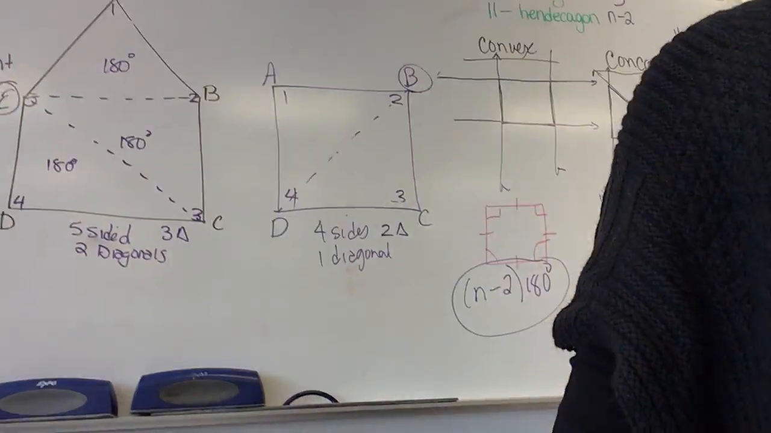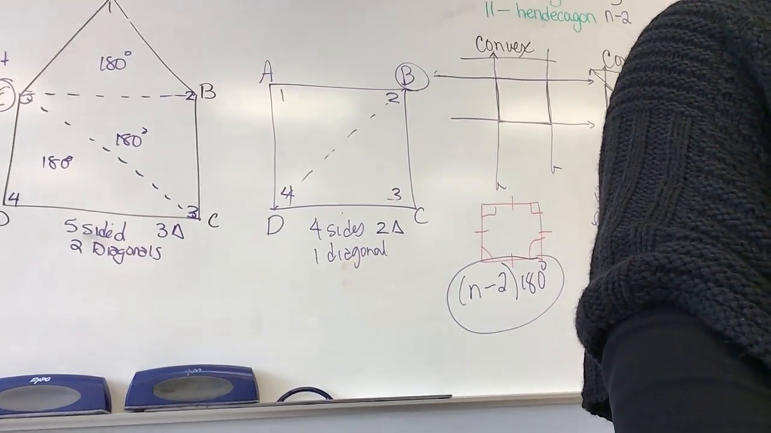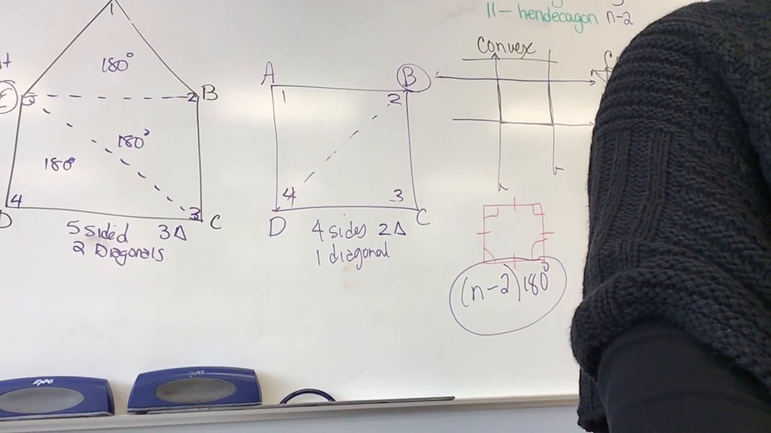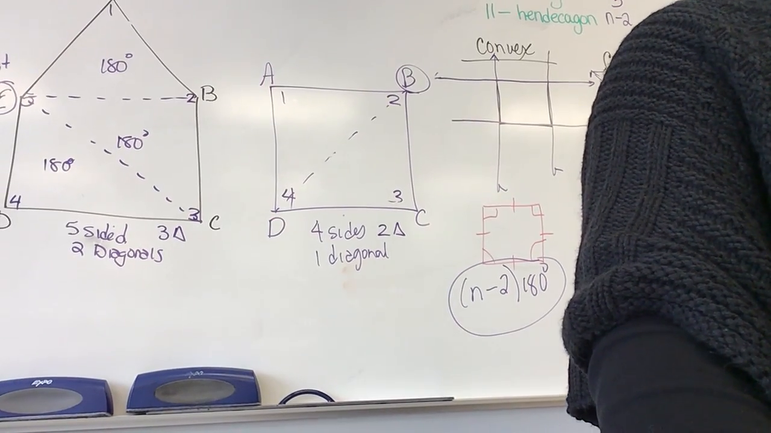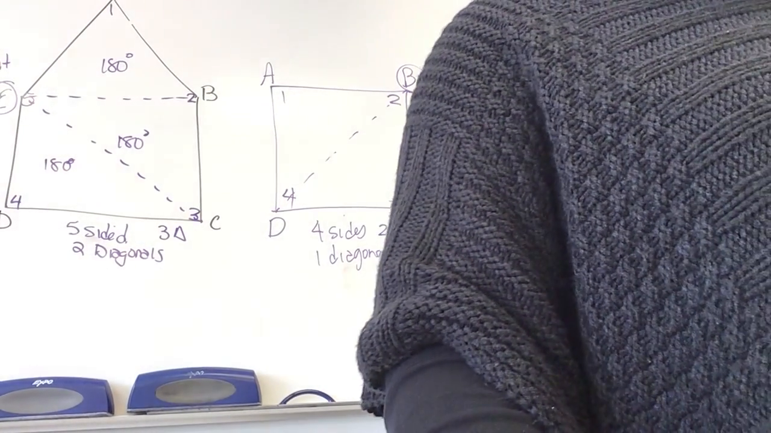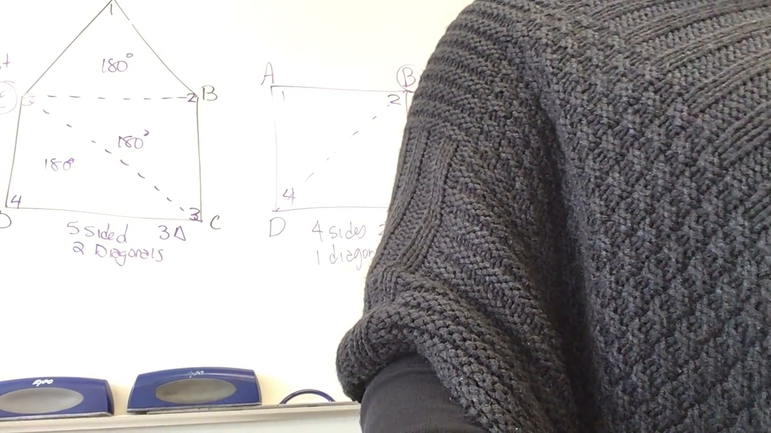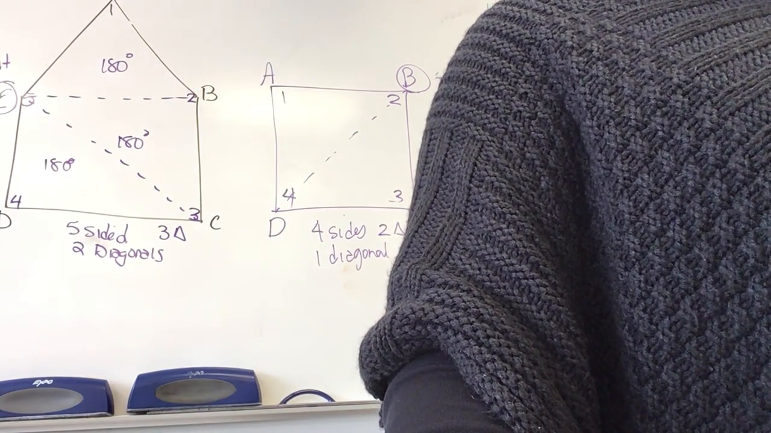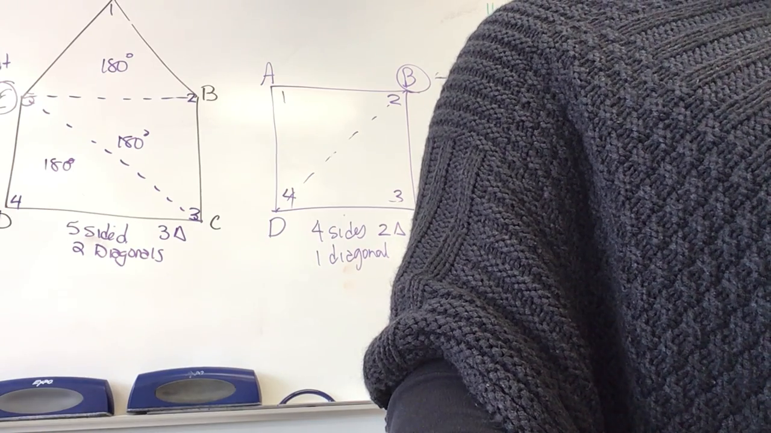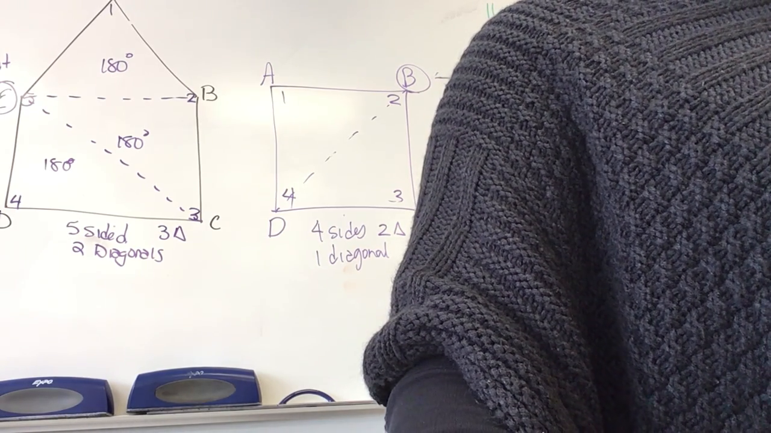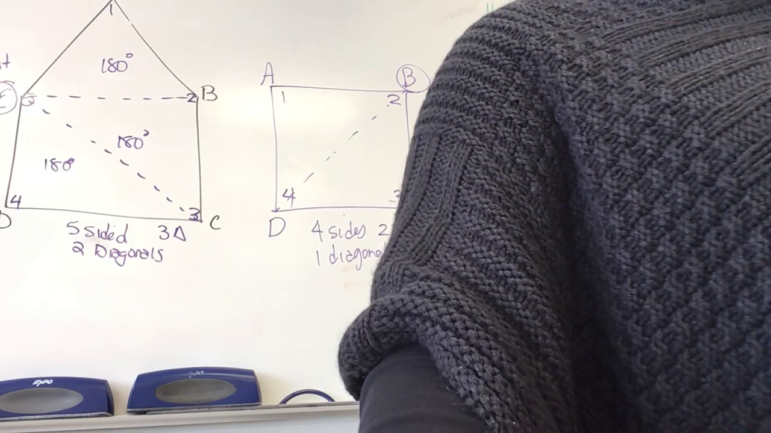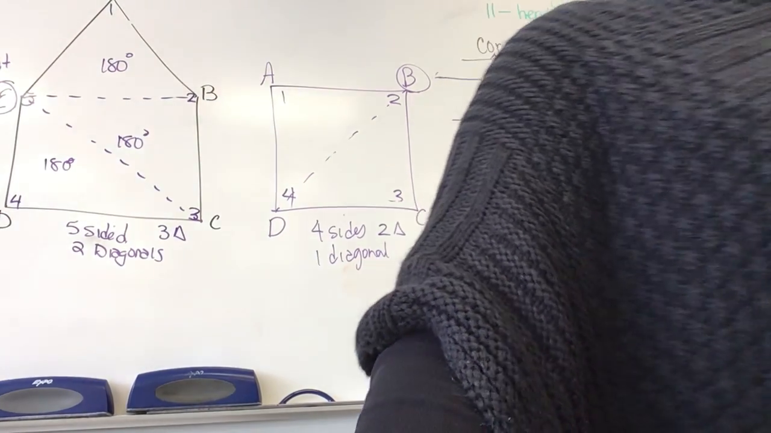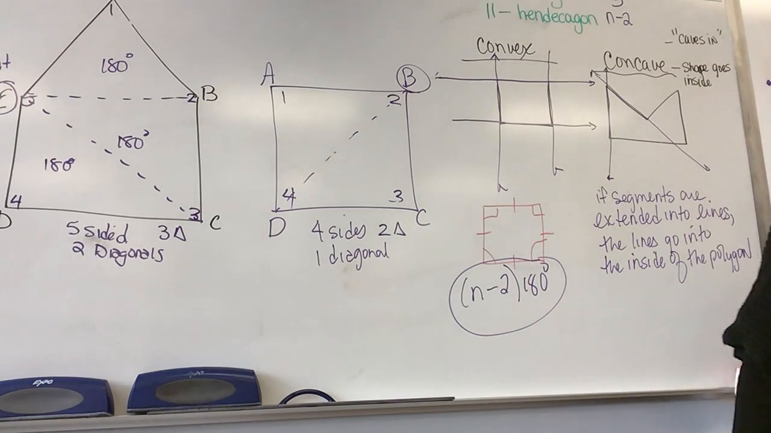The heptagon is a decimal. It's 128.57. The octagon is 135. The decagon is 144. The dodecagon is 150. Now somebody tell me what I do to the formula.